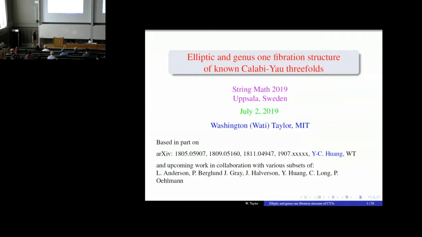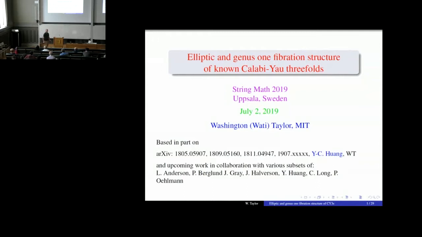Okay, so I'm going to talk today about some aspects of Calabi Yau threefolds, in particular the elliptic fibration structure of many or most elliptic Calabi Yau threefolds. Much of this is based on a series of papers with my student Yuqian Huang, the most recent of which will appear hopefully in the next few weeks. And then there's a number of things I'll touch on related to ongoing work with a variety of collaborators, many of whom are here in the audience.